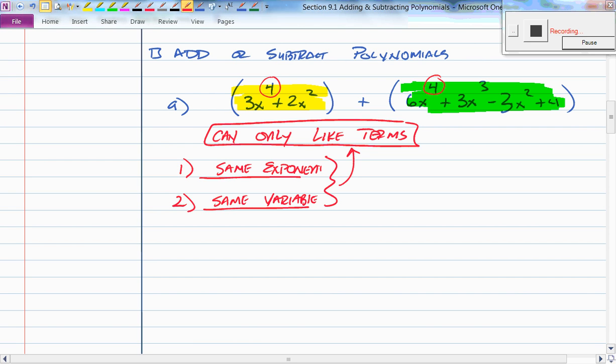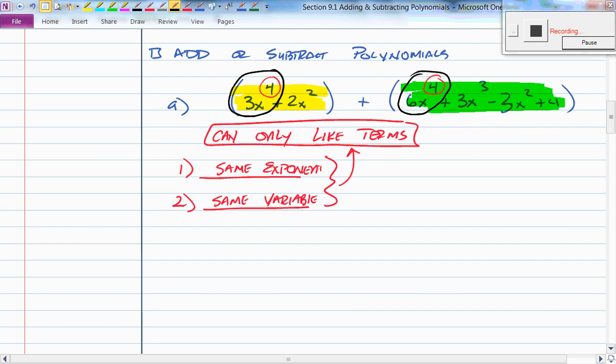Okay, here's what we're going to do. We are going to circle all the ones that have the same degree. So I see a 3x to the 4th. You guys see that? And I see a 6x to the 4th. Are those like terms? Why do you say yes? Do they have the same exponents, 4 and 4? Do they have the same variable, x and x? So are they like terms?